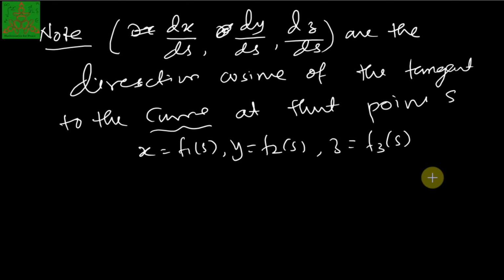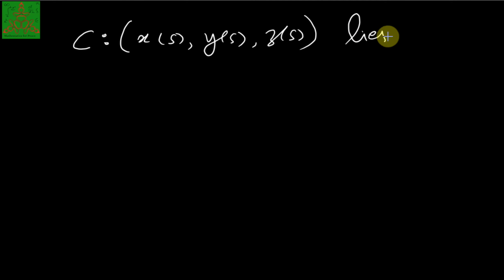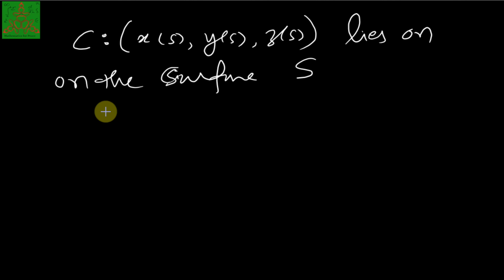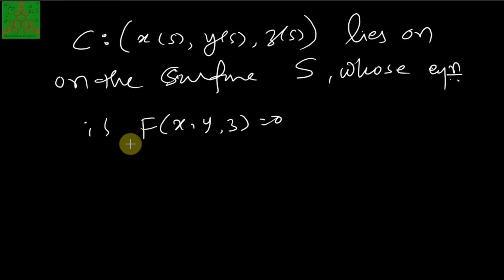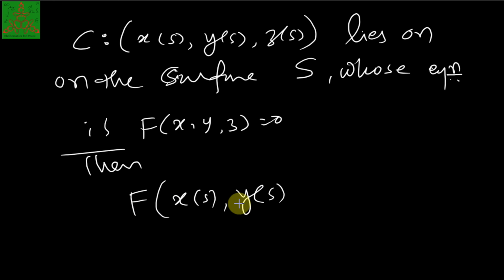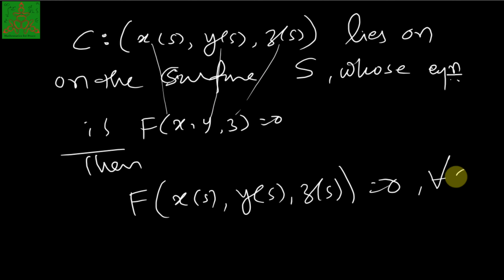This is my curve. Suppose that the curve C, x of s, y of s, and z of s, is given to you, which lies on the surface S, whose equation is f of x, y, z equal to 0. Then what we get is f of x of s, y of s, z of s equal to 0, by substituting the values of x, y, and z here. For every s we have this.